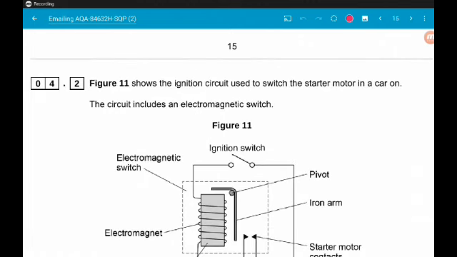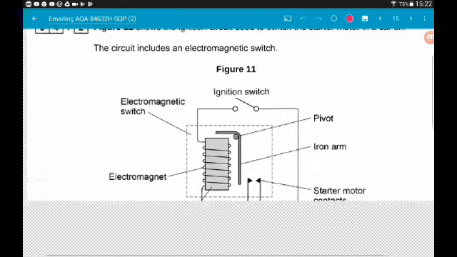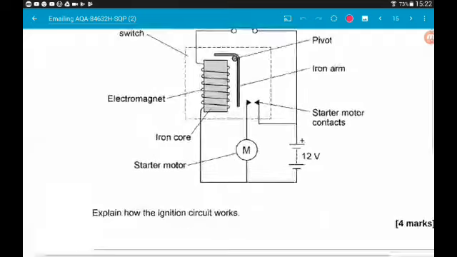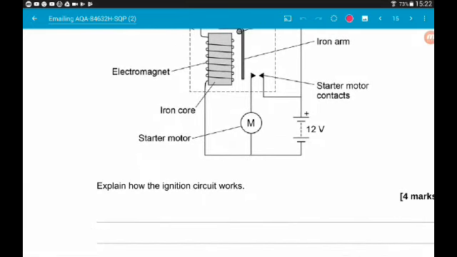4.2. Figure 11 shows the ignition circuit used to switch on the starter motor in a car. The circuit involves an electromagnetic switch. So here's our complete circuit. We want to explain for 4 marks how the ignition circuit works. So for 4 marks we need to be pretty thorough.